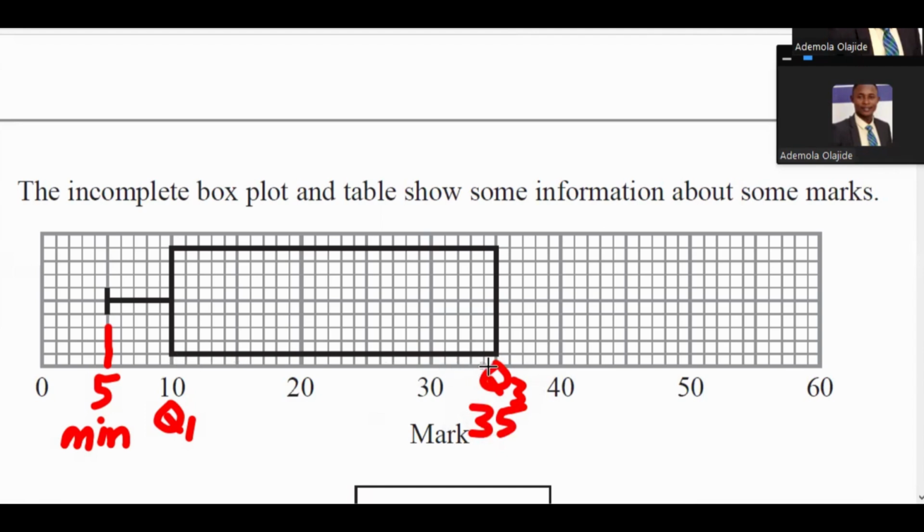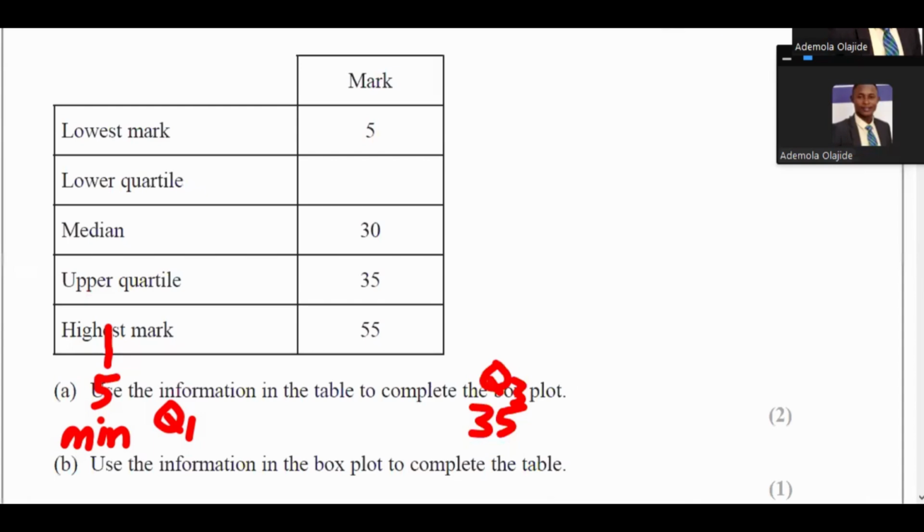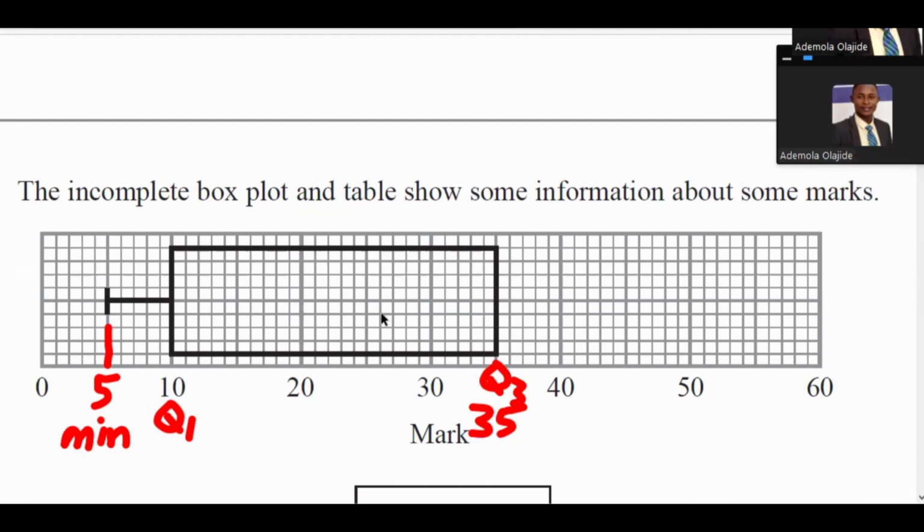Now, how do we get the median? The median is not always exactly halfway between Q1 and Q3, depending on the skewness of the data. According to what we are given in the table, the median is 30. So if the median is 30, we come back to the graph and draw this line here. That's for the median, and median is Q2. Q2 is 30.